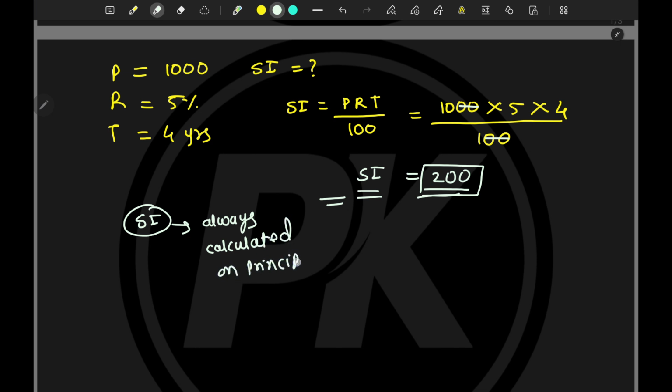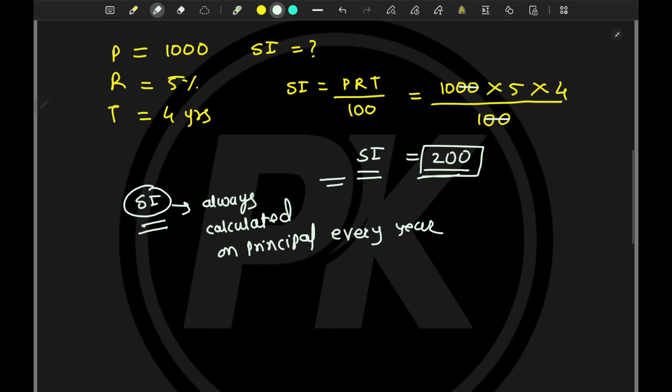Okay, with time we will see what compound interest is, etc. So in simple interest, the interest is always calculated on the principal every year. This you have to always keep in mind. Now tell me, here the principal is how much?